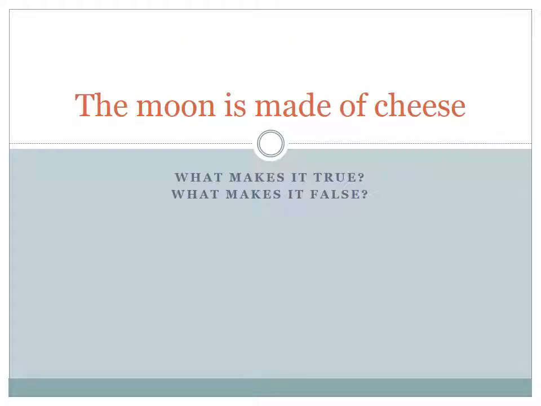So let's try another example here. This is the sentence, the moon is made of cheese. Under what conditions is this sentence true? And under what conditions is this sentence false?